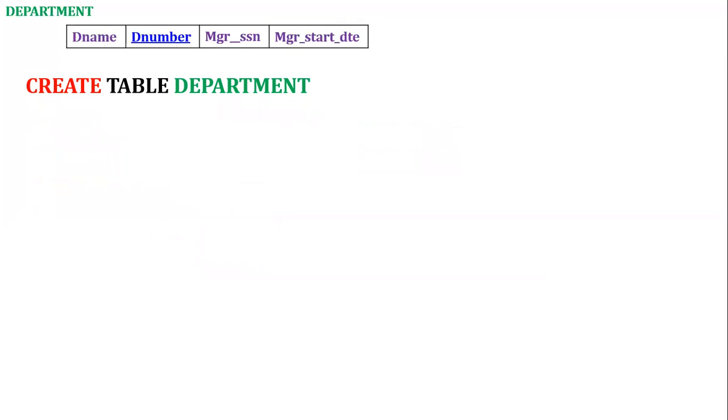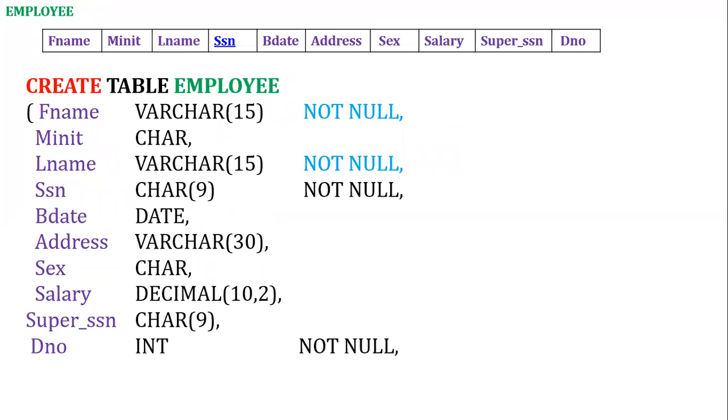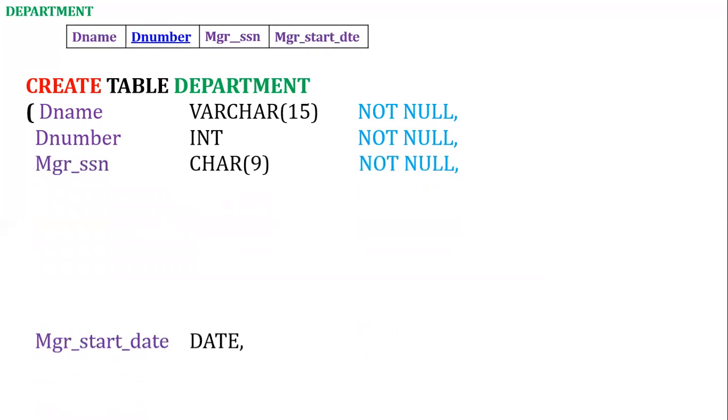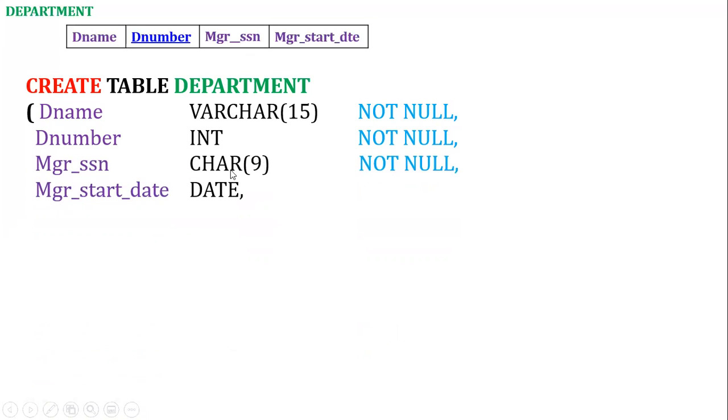Now we'll check in the employee table. See what is the data type for employee SSN. This is character, and just check, it is also a primary key. SSN is a primary key, and the data type is char 9. So in the department table also, MGR SSN should be char 9.